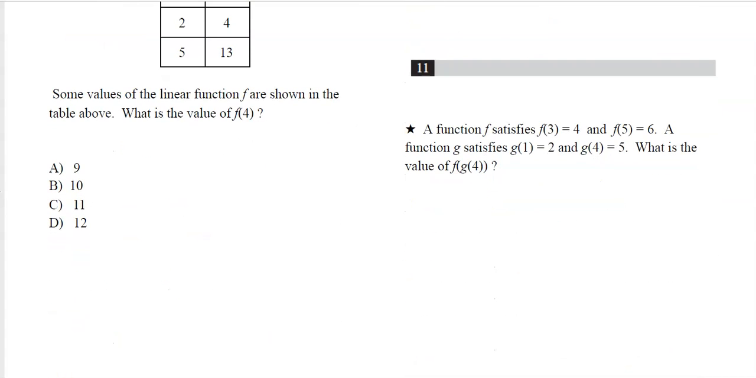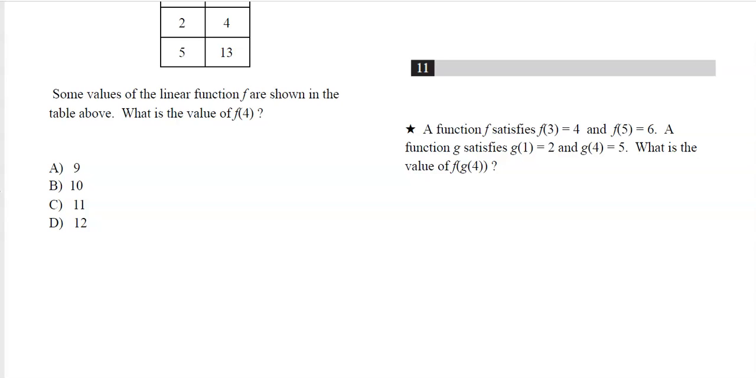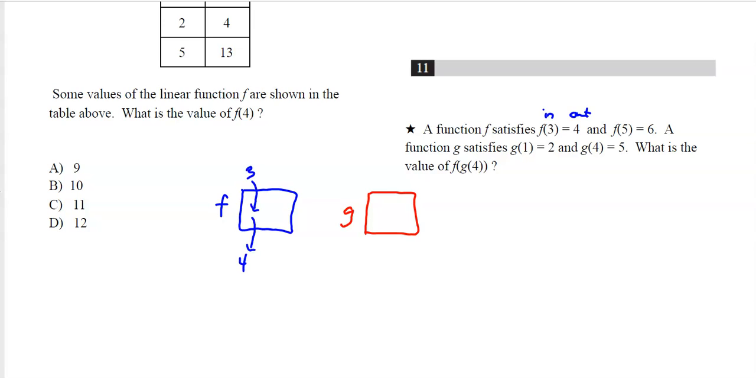All right, last one. We got a little bonus action here. I think this one's easiest to just think about conceptually. We have an F machine. We have a G machine. We don't know what the rule is, but we do know an input matches to an output. So when you put 3 in as an x, a 4 pops out as a y. So put 3 in, 4 pops out. You put 5 in, 6 pops out.